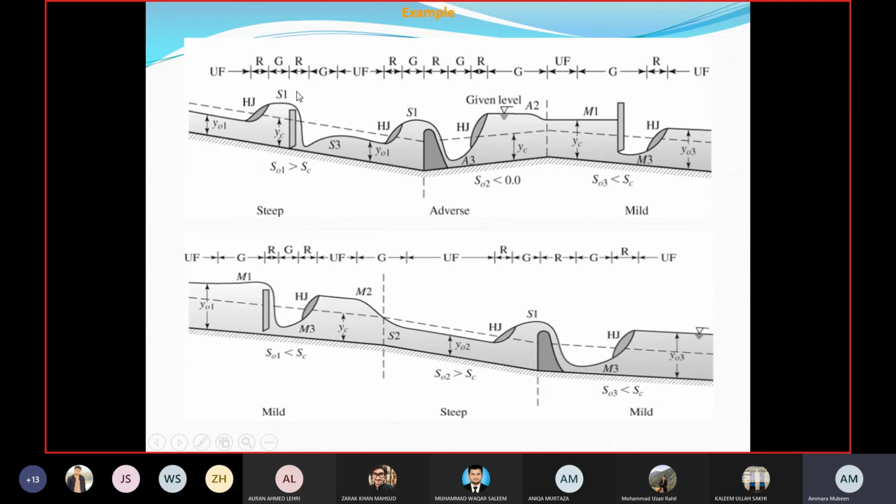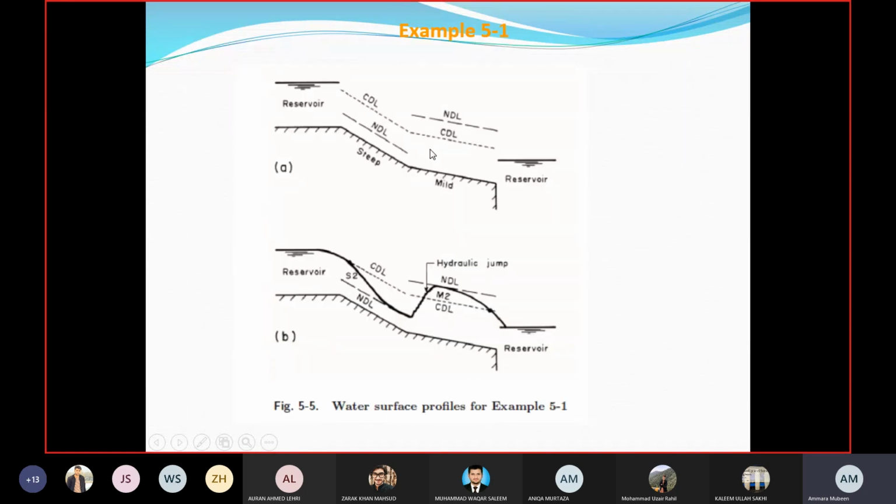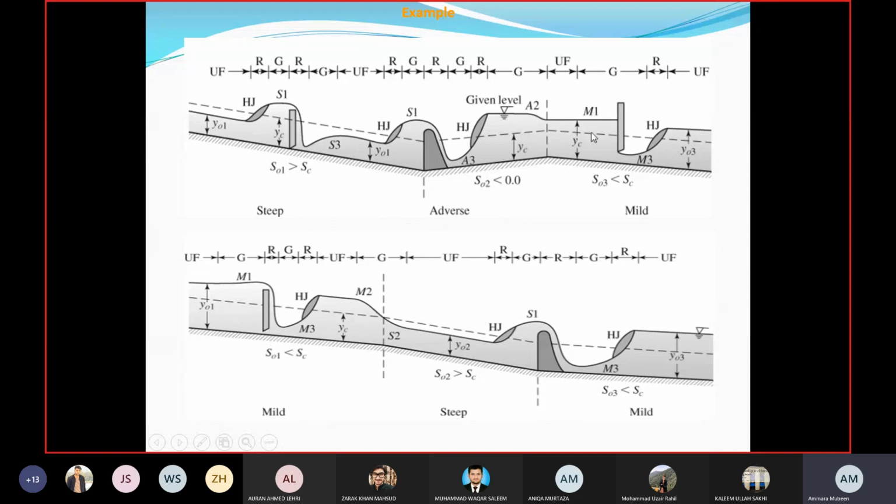So here in this figure, here is the control section. Now here there is a change in the flow and depth relationship, and here is a control section. It is a dam. Okay, and then here also a control section where you can see the change in the slopes.